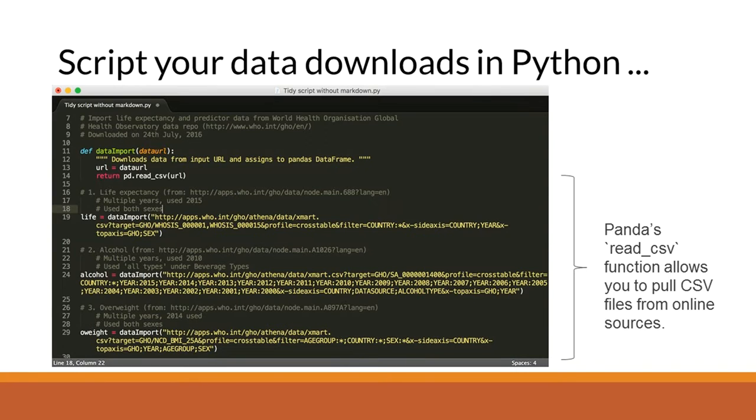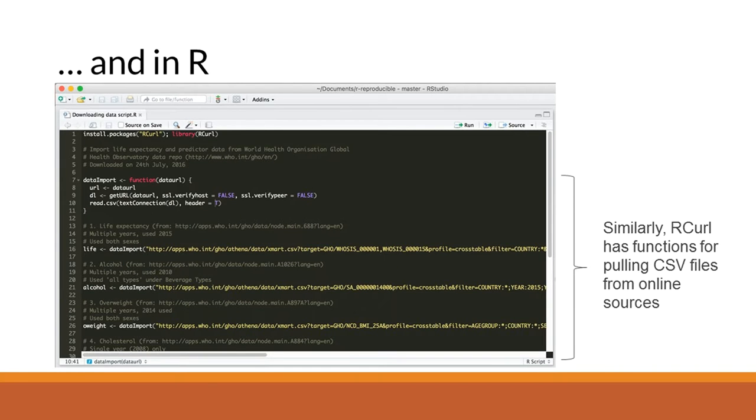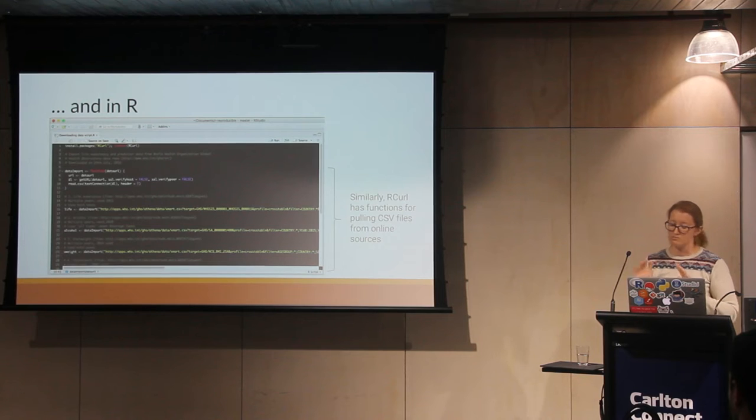So similarly in R, in this example, I've used the get URL and text connection commands from the RCurl package, and that pulls in the same URL that I used in the Python example directly into a data frame. So I know R has a lot of different ways of accessing data. My default way is using the RCurl package, but whatever your standard way of doing it is fine as long as it's documented in the script.